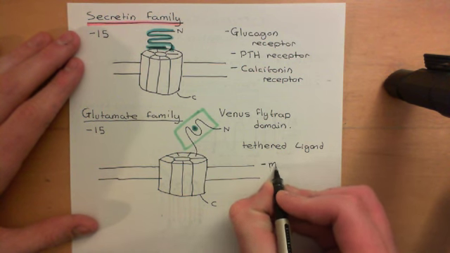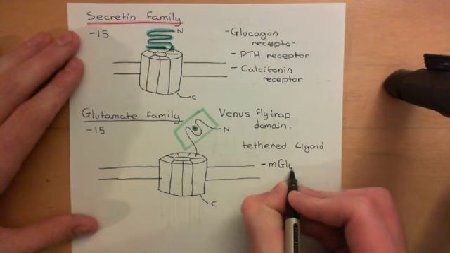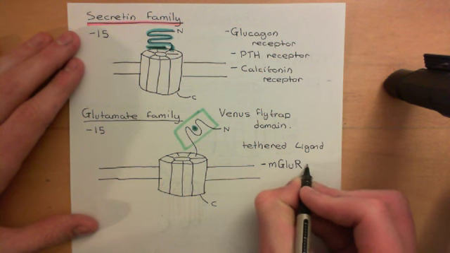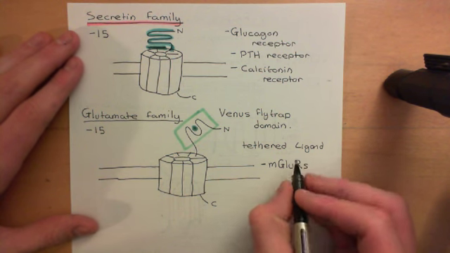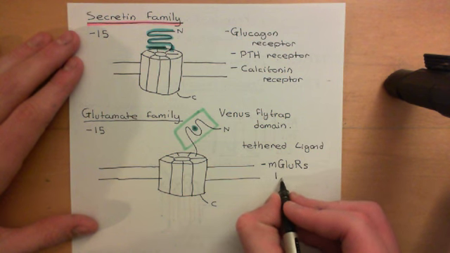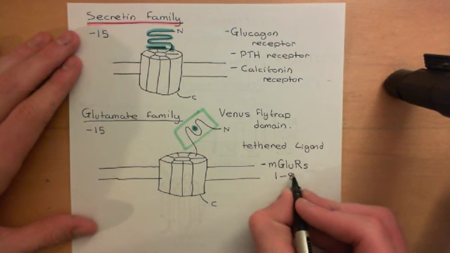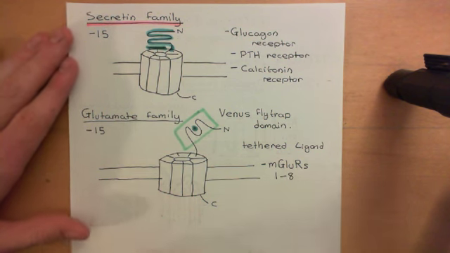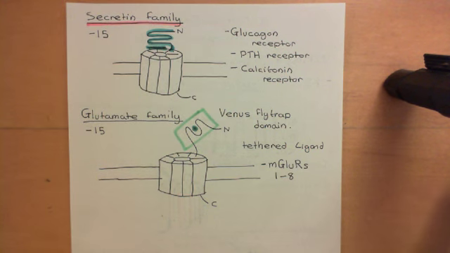So firstly, the metabotropic glutamate receptors, which I'll denote mGluRs. There are 8 of these, mGluR1 all the way through mGluR8, and they are all in the glutamate family of G protein coupled receptors. Now let me stress that the main glutamate receptors that you have in your brain are not metabotropic glutamate receptors.